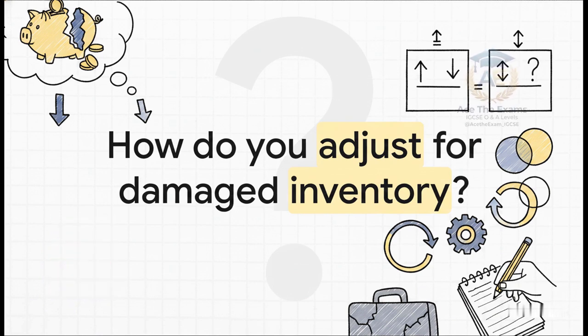Using your knowledge of the prudence concept and the accounting equation, exactly how do you adjust the financial statements and what is the dual effect on equity and assets? I want you to pause this explainer right now, grab a pen, write out the T accounts, and show me your logical flow. Specialist, mastering this exact type of multi-step, logic-driven adjustment is the ultimate A-star secret.